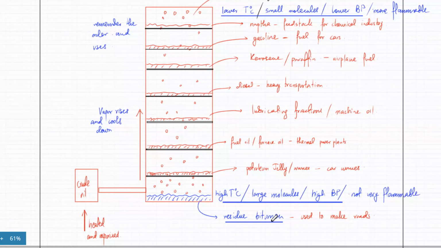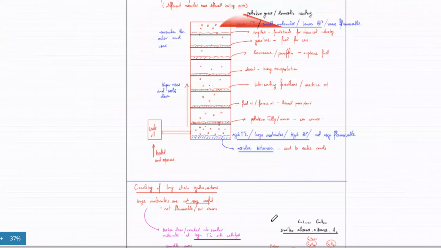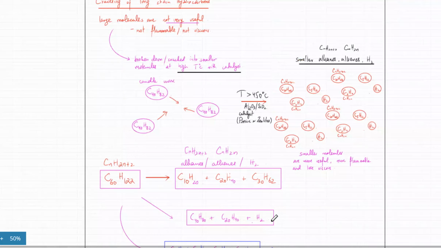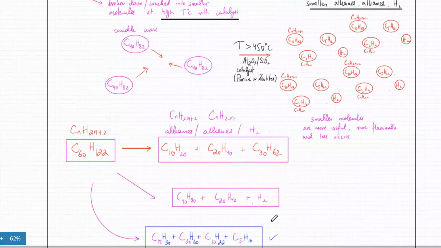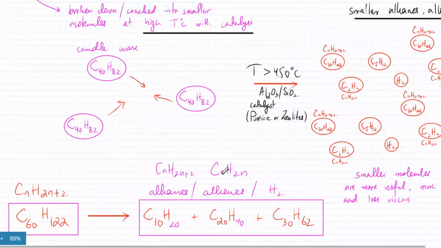So your residue, which is bitumen or waxes, doesn't burn easily. So what you do is you literally crack them. You raise the temperature. I mean, you've got a big molecule. You increase the temperature. There's thermal cracking, which is that they bump into each other and start breaking down into smaller pieces. So they literally break down into smaller pieces.